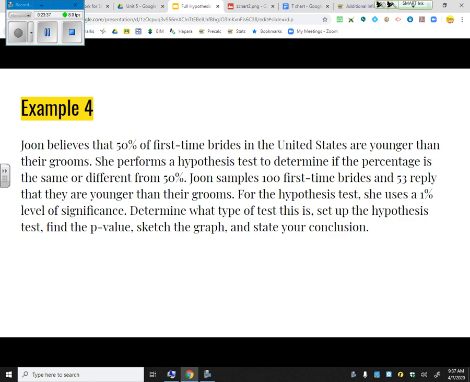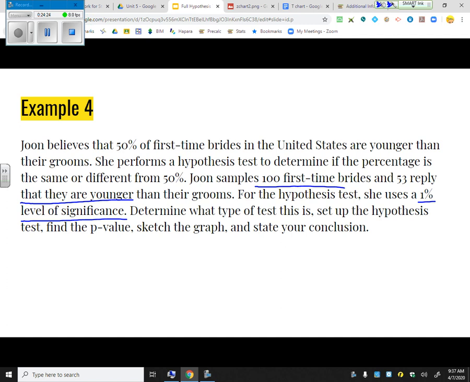So example 4, June believes that 50% of first-time brides in the United States are younger than their grooms. So she performs a hypothesis test to determine if the percentage is the same or different than 50%. So June on this one isn't sure if she's wanting to go above 50% or less than 50%. So she takes 100 first-time brides. That's going to be helpful right here. And 53 of them reply that they are younger than their grooms. Not that far away for 100. I'm just going to tell you that right now. And so she's wanting to use a 1% level of significance. That's important.